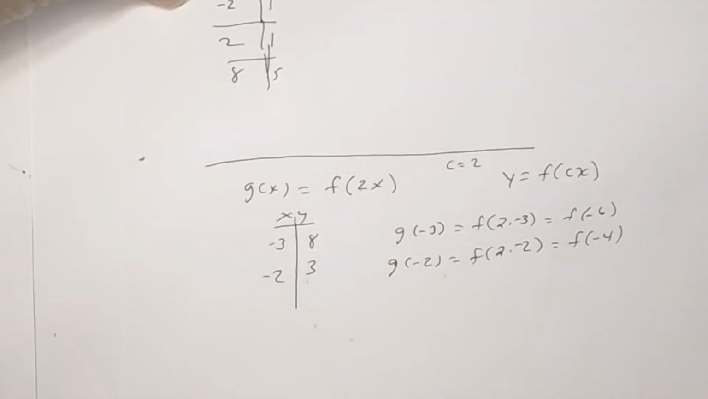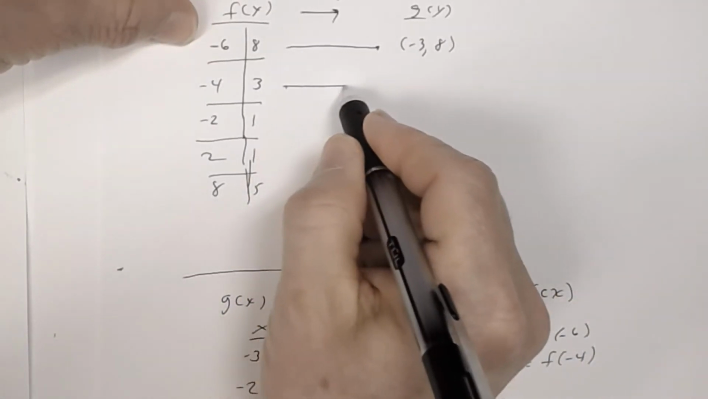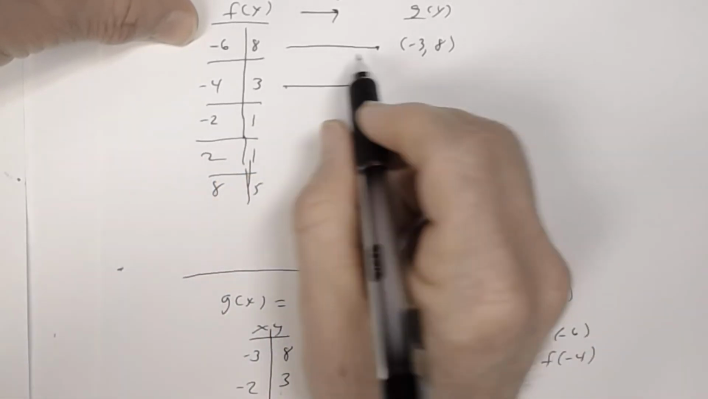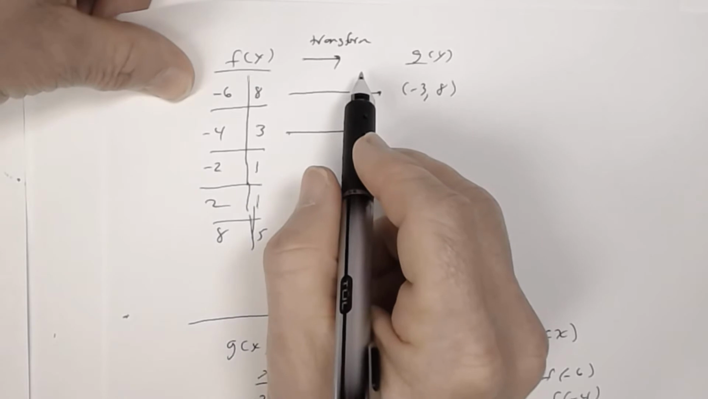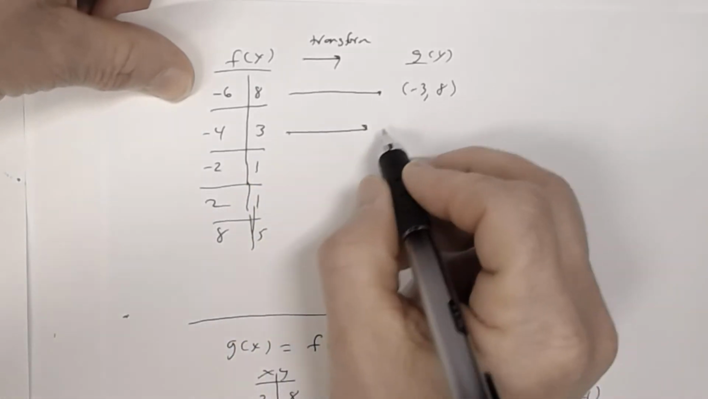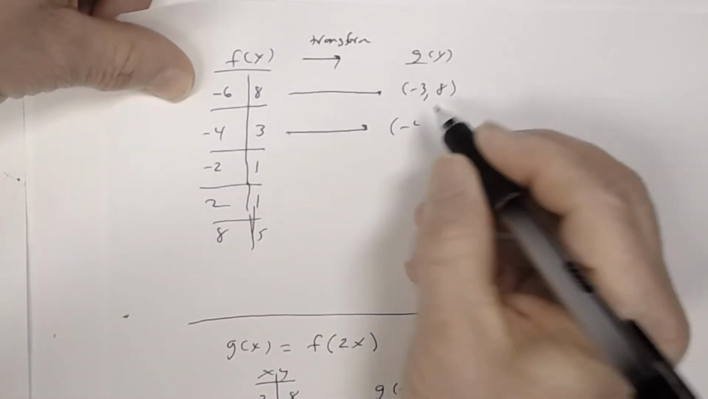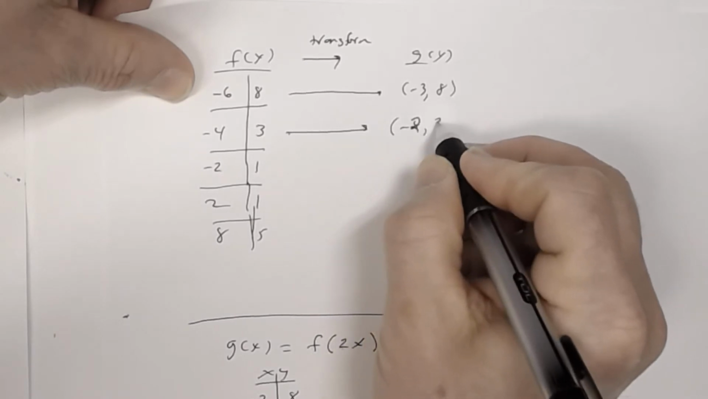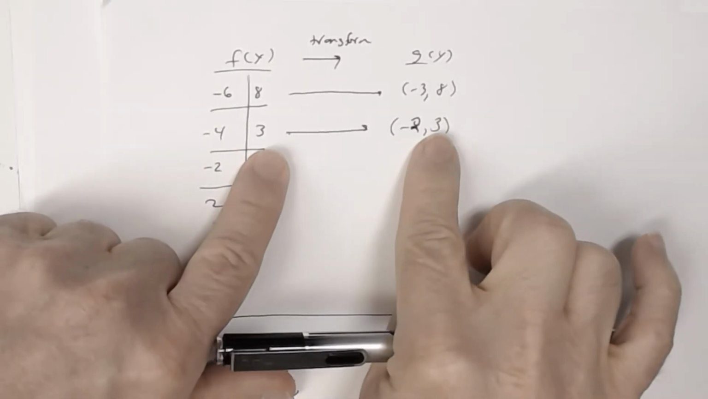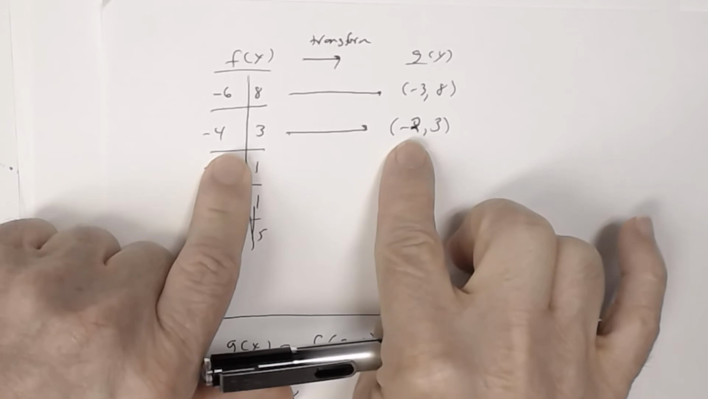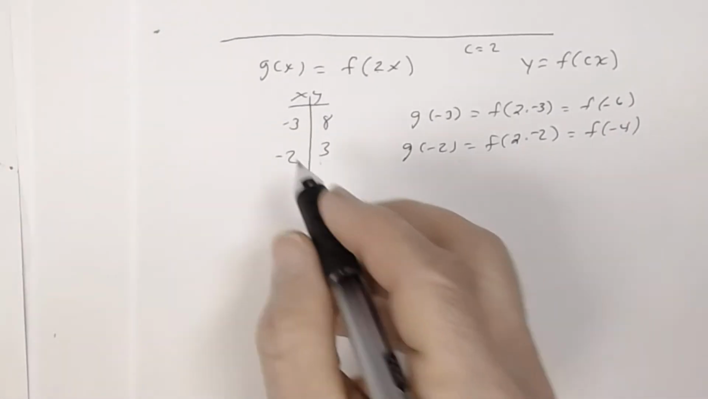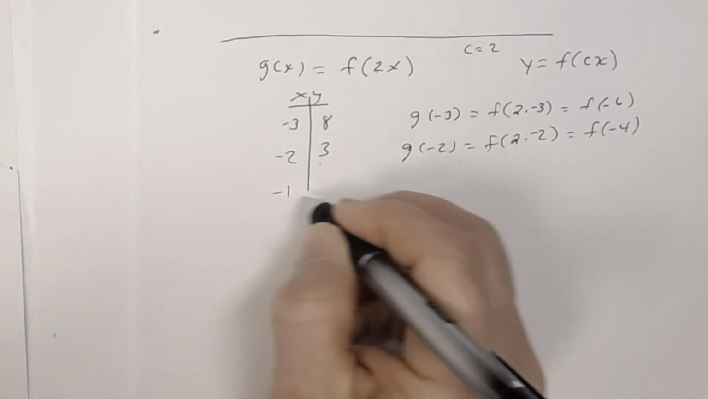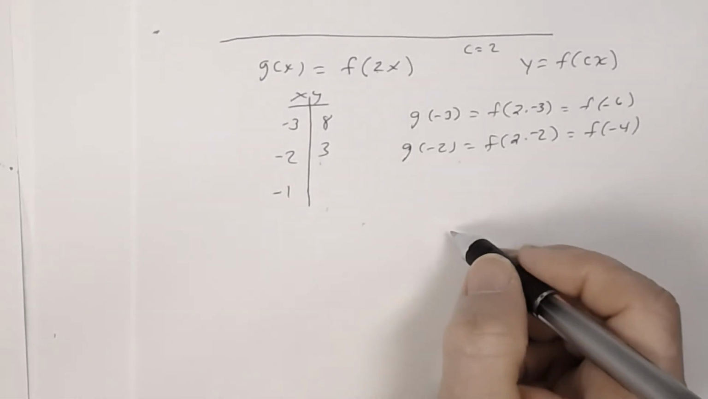Let's go here now. Watch what's happening. So this point, when I did that horizontal transformation, I got negative 2, 3. So notice the y values stay the same. What changed? The x. Continue on. Watch what happened. I'm hoping you're seeing what's going to happen with our transformation rule.